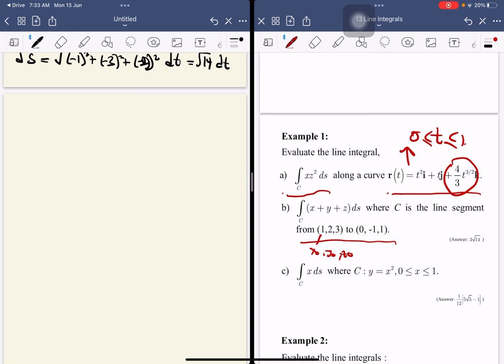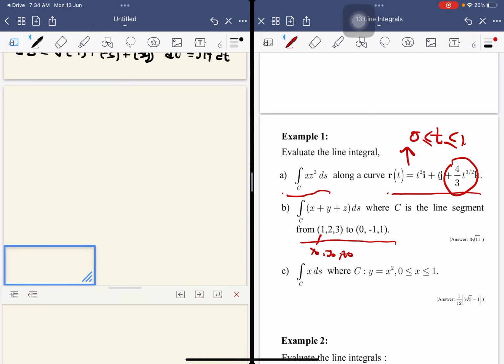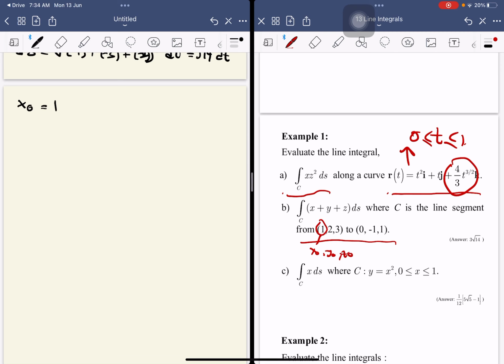Now to get the limit for t. For example, if we take the point x naught, our x naught is 1, and x1 is equal to 0, because the line segment goes from here to here, right? So this is the information.